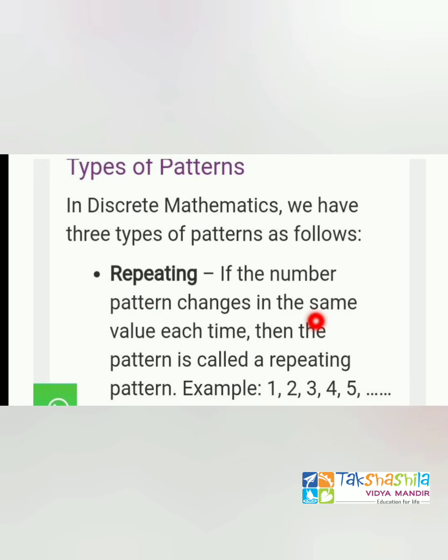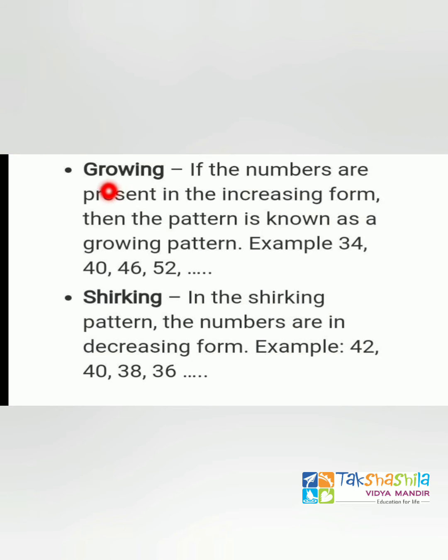One is repeating pattern. So if it has the same value each time, it is called the repeating pattern. See the example 1, 2, 3, 4, 5. So if you see all the numbers, it is increasing by 1, which is the same value. So it is called your repeating pattern. And next one is called your growing pattern. So growing pattern means it will be in the increasing order. See the example 34, 40, 46, 52. So it is increasing by 6.